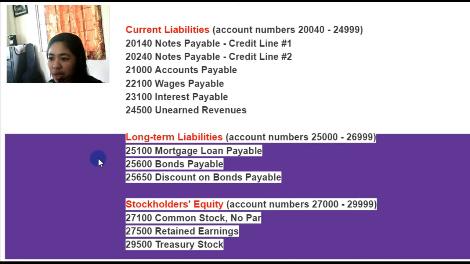Also here we have current liabilities that has notes payable, accounts payable, wages, interest, unearned revenues. For long-term liabilities, we have mortgage, loan payable, bonds payable, and discount on bonds payable. About our stockholders' equity, we have common stock, retained earnings, and treasury stock.